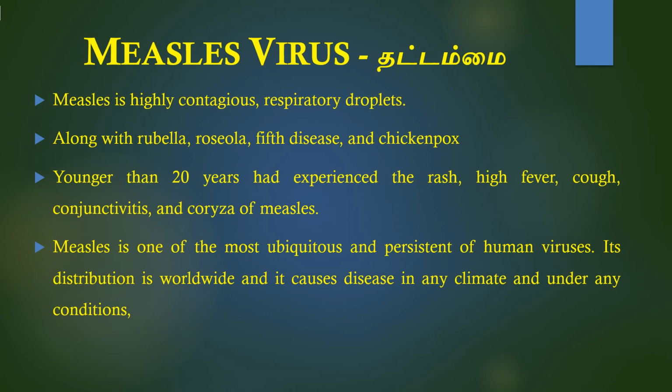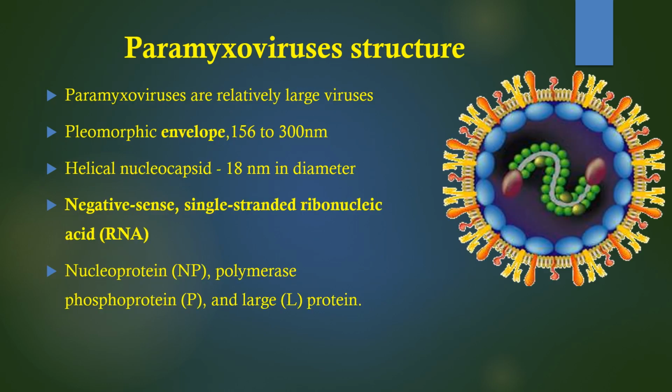In the developing countries, it has the highest morbidity and mortality among all vaccine preventable illnesses. Measles is one of the most ubiquitous and persistent of human viruses. Its distribution is worldwide and it causes disease in any climate and under any conditions, which provided enough susceptible human beings who are brought together to enable it to spread among the people.